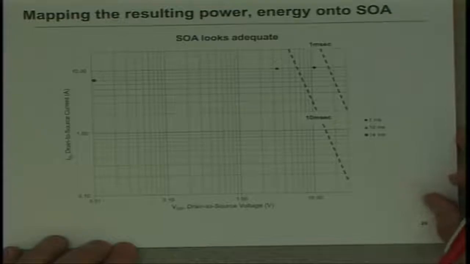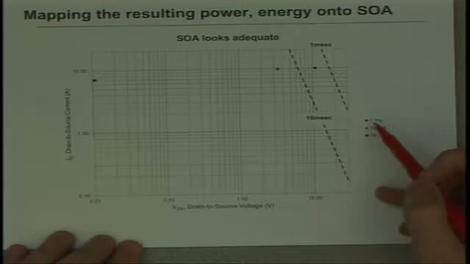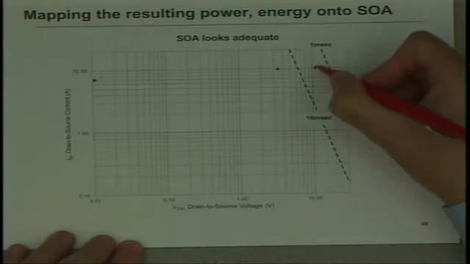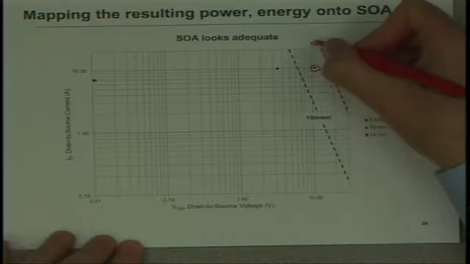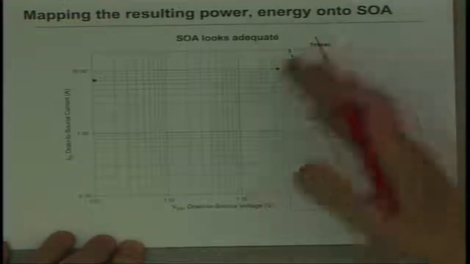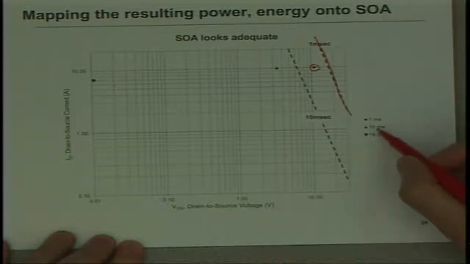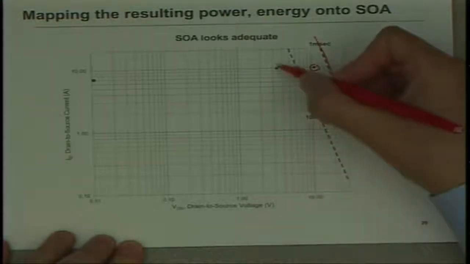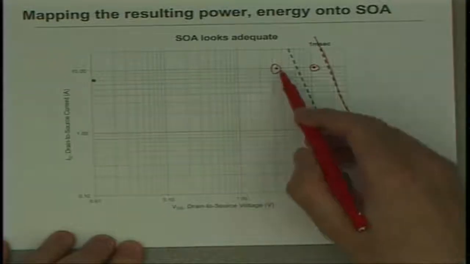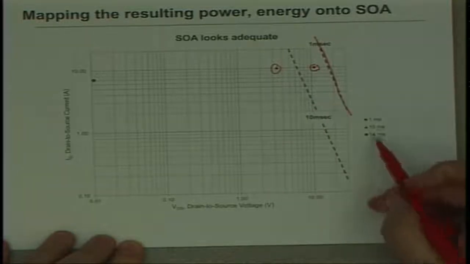I can further take the data that I just calculated in SPICE and plot it onto the SOA curve. For example, at 1 millisecond, I'm still at 12 volts, still at 10 amps, and here's my limit line from the SOA curve. I'm inside of that, so I'm safe here. Then at 10 milliseconds, my voltage has dropped quite a bit, to 3 or 4 volts, still at 10 amps because I'm still charging. Again, I'm within the SOA curve. And then at the end, at 14 milliseconds, I'm over here.